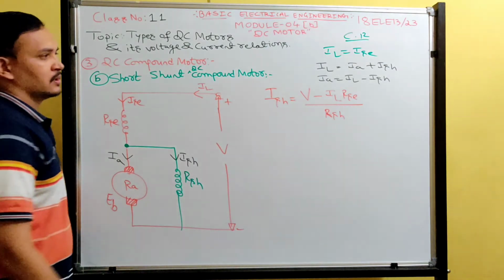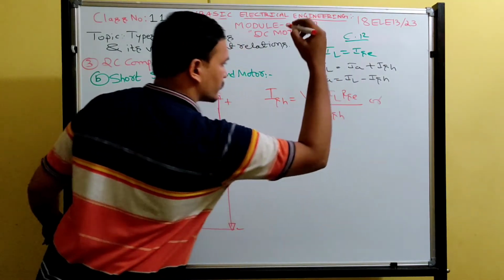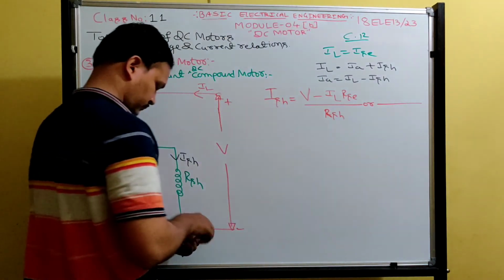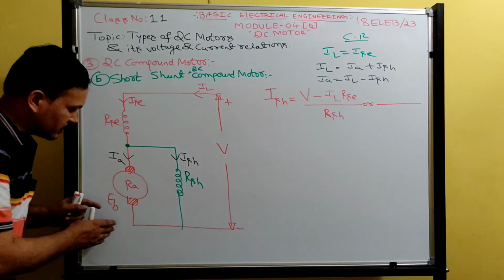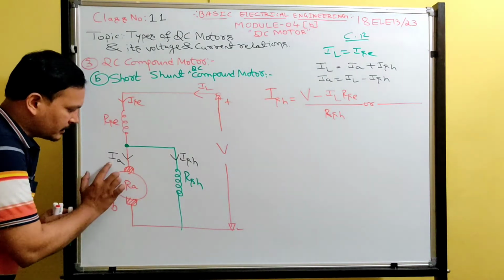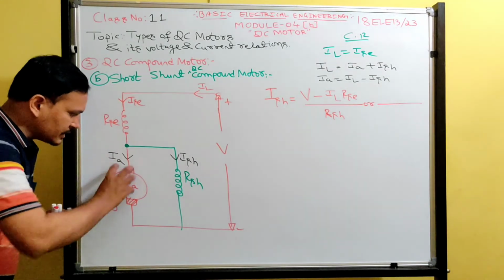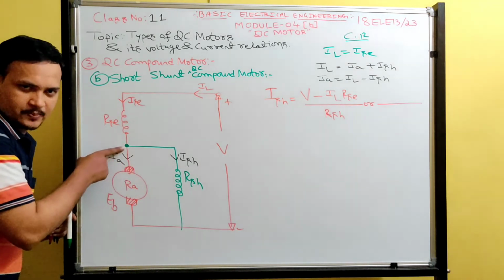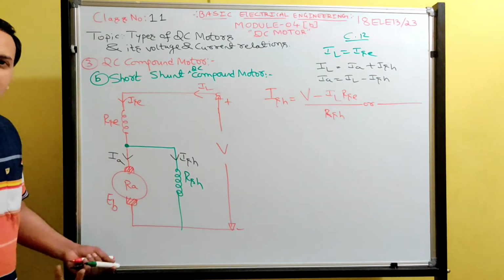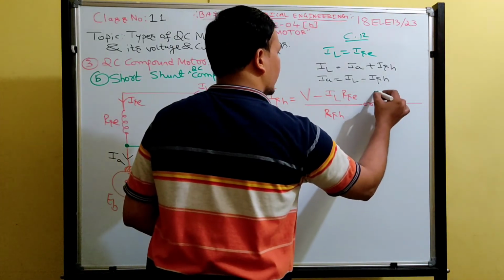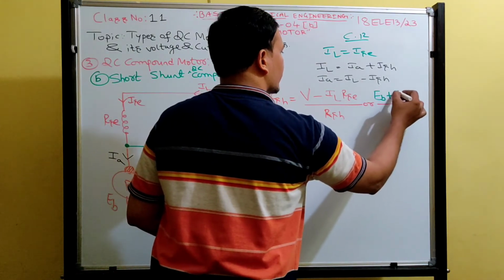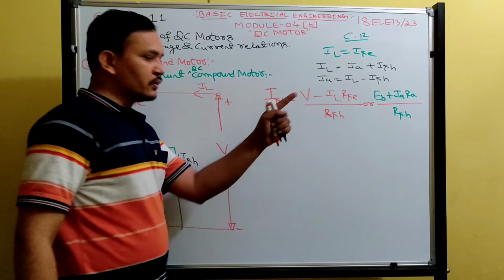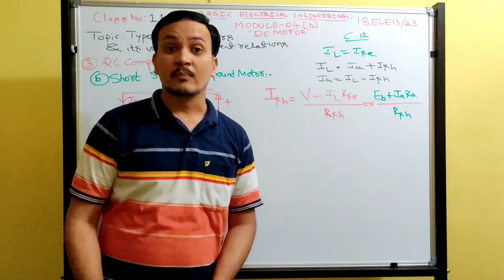Okay, got it guys? Otherwise, I can write this equation coming from this side. There will be back EMF and there will be the IA RA drop. Adding this voltage and this voltage will give the voltage at this point. That voltage divided by the resistance gives the shunt field current. So I will write EB plus IA RA divided by RSH. You can use any one equation while solving problems.